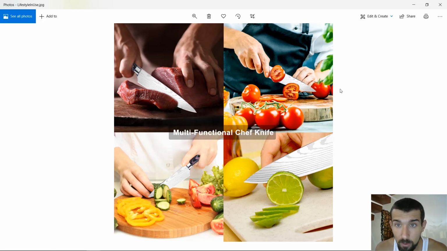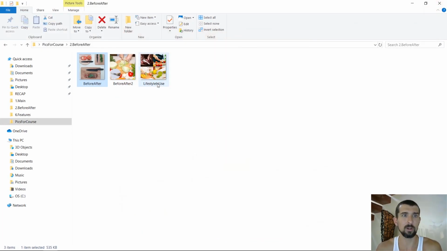So here we have the before. Yes, we have the tomatoes. Here we have the after. Here it is also at work, just cutting the steak, showing that the knife has power. Also with the cucumbers, with the lime here, a multifunctional chef knife. So that's before and after pictures. Also really strong. Think about how you can use it for your own product. The fitness industry does it a lot, like fat and thin, or so to say, fat and shredded.